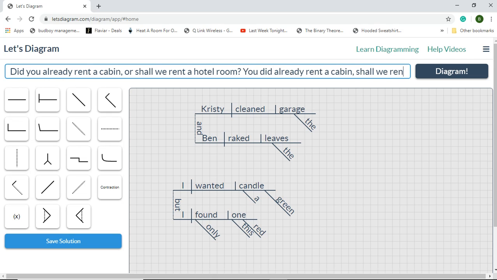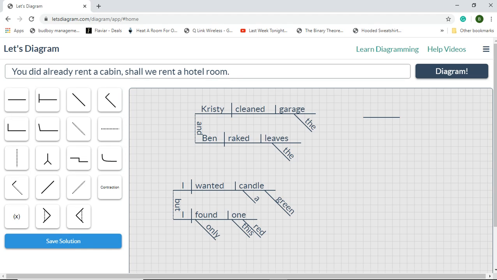Shall we rent a hotel room? There we go. There's our statement sentence, so we have the subject a little easier. So, our first clause. You did already rent a cabin. Okay?